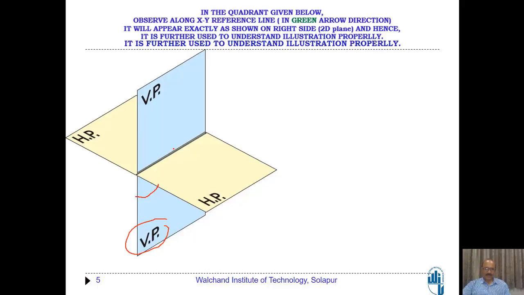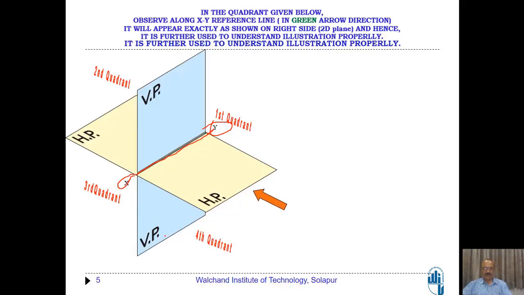Now this one is the first quadrant, and this is the second, third and fourth quadrant. We are very particular about the first quadrant as well as the third quadrant for our study purposes. The junction we call XY, the reference line. So XY is the reference line, which is indicated by this line. And this is the first quadrant, second quadrant, third quadrant, and this one is the fourth quadrant.